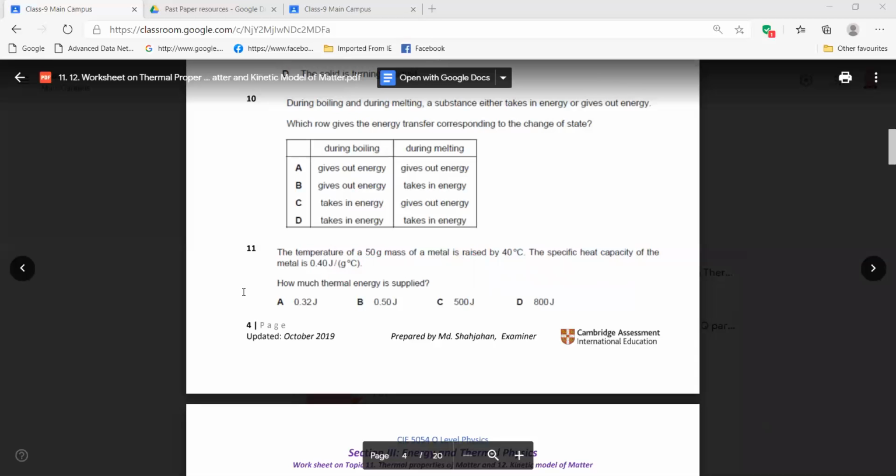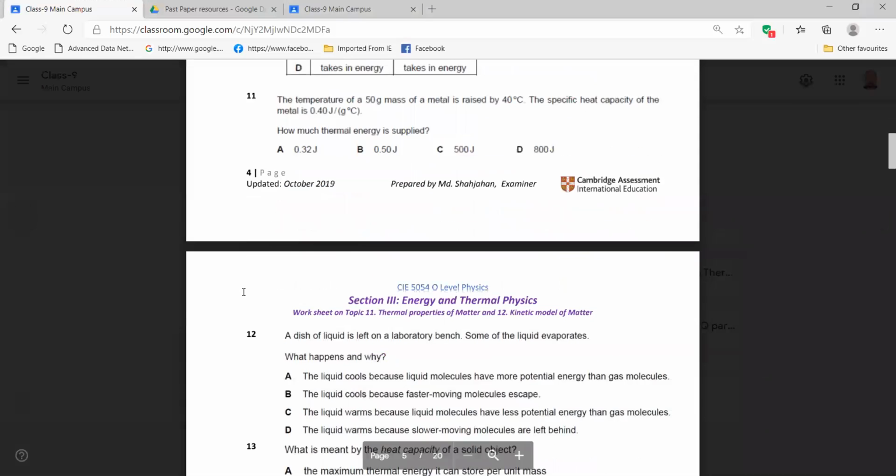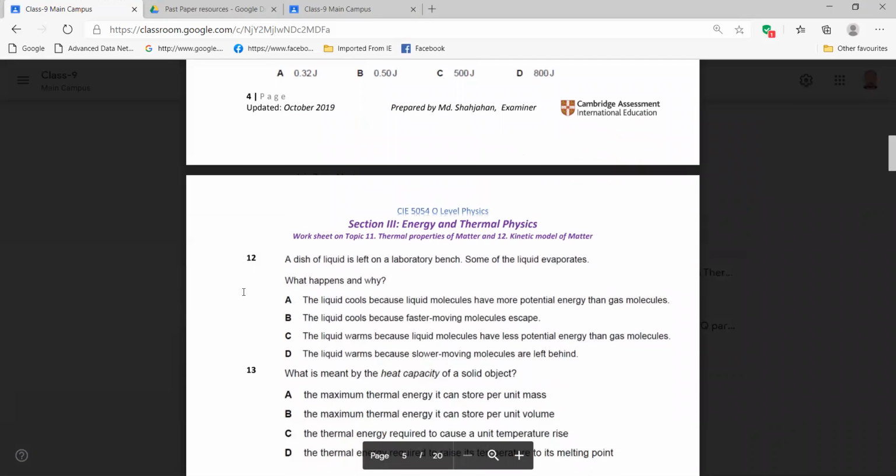Question 12. A dish of liquid is left on a laboratory bench. Some of the liquid evaporates. What happens and why?